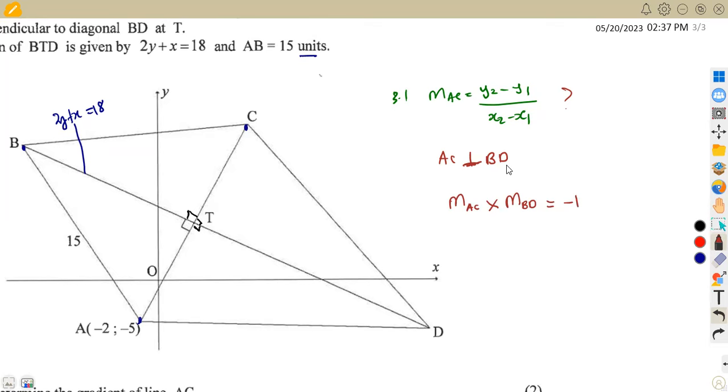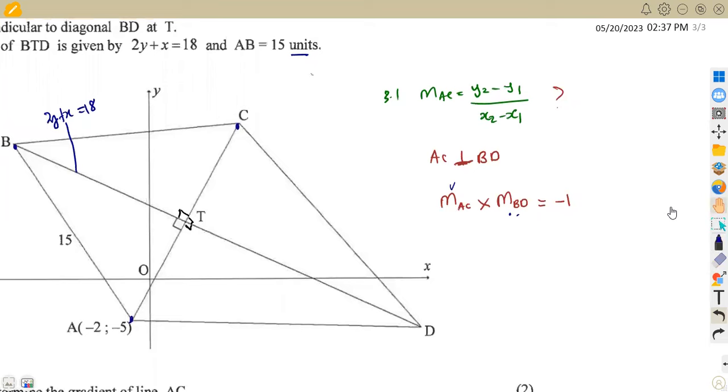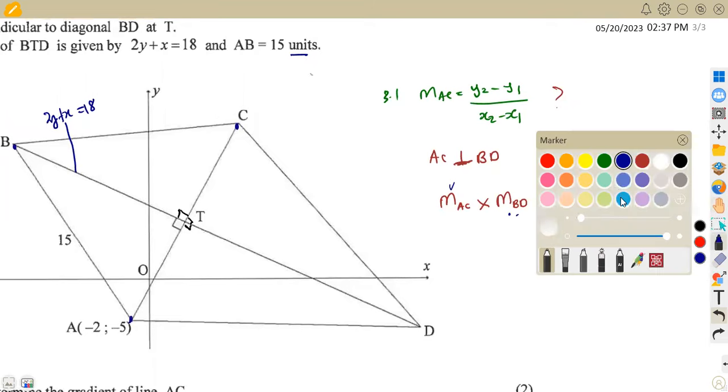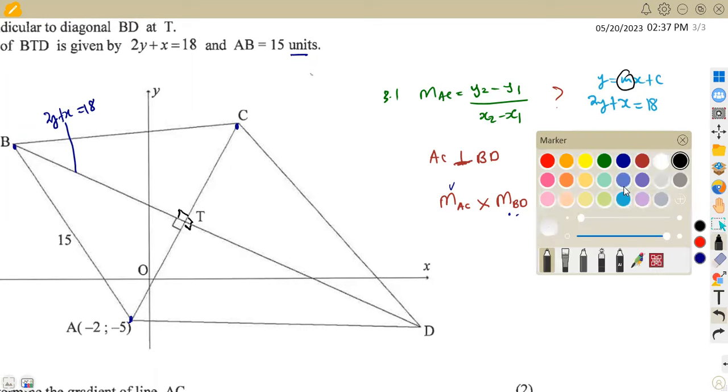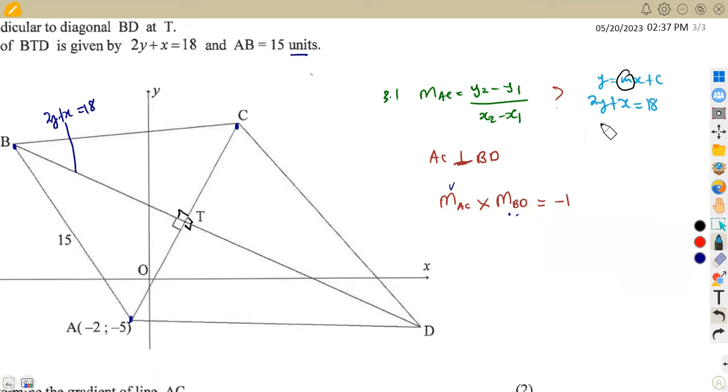So this part, we are still limited somehow, because so far we do not know the gradient of the line BD. We want to calculate the gradient of AC. We do not have the gradient of BD, but we can take advantage from the line BD. We have got the equation of this line. So we know that if we are given the equation of a straight line, we can determine its gradient. That's 2y plus x equal to 18. If we can have our equation in the form y equals mx plus c, we know that this m is going to represent the gradient. So how can we do that? We have to make y the subject.